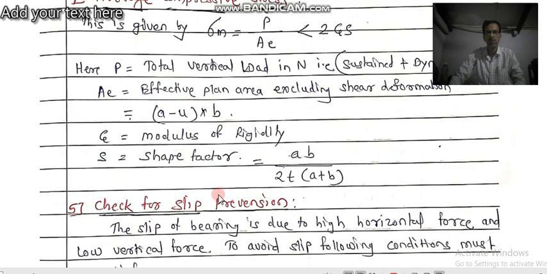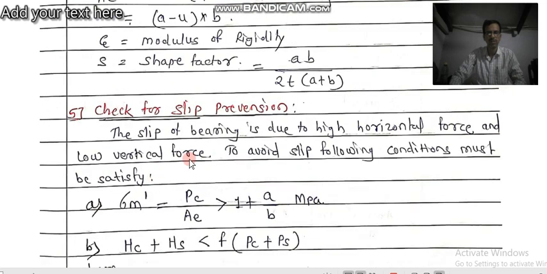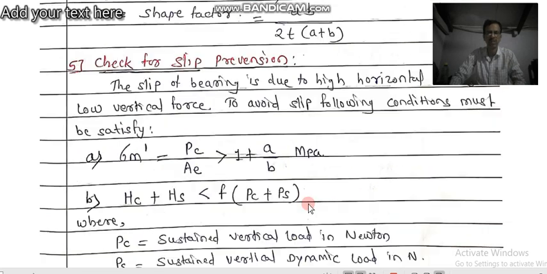Now check for slip prevention. The slip of bearing is due to high horizontal force and low vertical force. To avoid slip, the following condition must be satisfied. So the bearing may slip due to high horizontal force and low vertical force. If the vertical force is very low and the horizontal force is very high, in that case slip may occur, and to avoid this slip, the following condition must be satisfied.